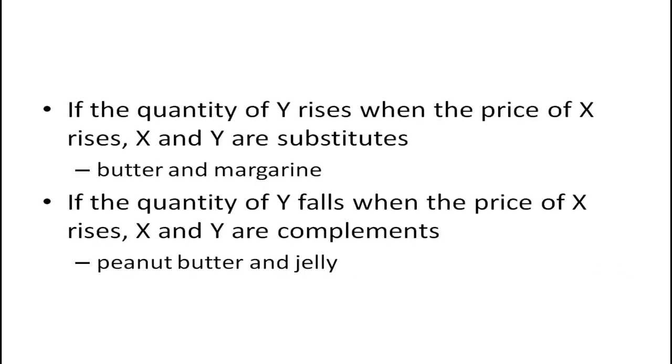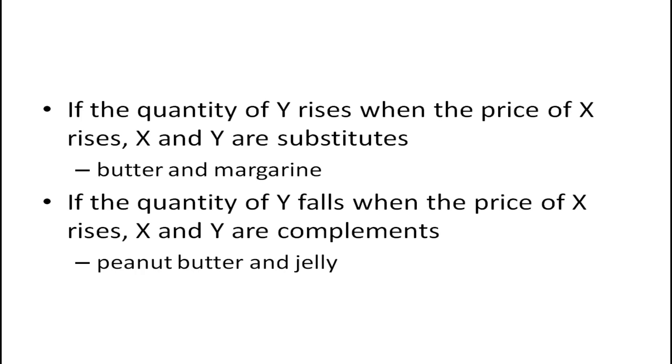Okay. If the quantity of Y rises when the price of X rises, then we say that X and Y are substitutes. For example, butter and margarine. If the price of butter goes up, people may shift away and buy more margarine.